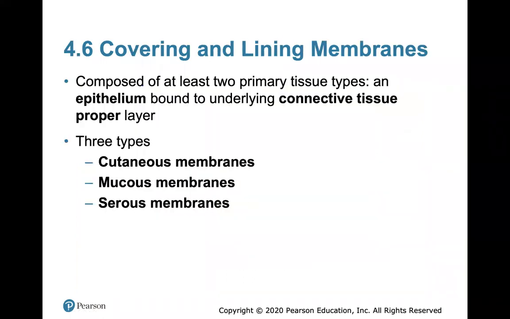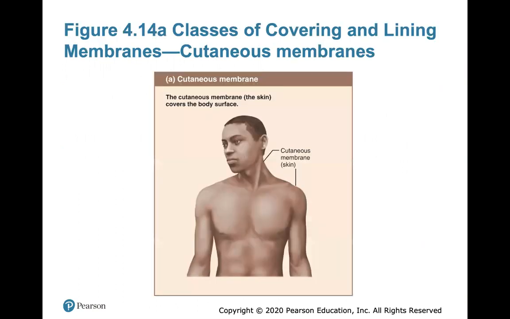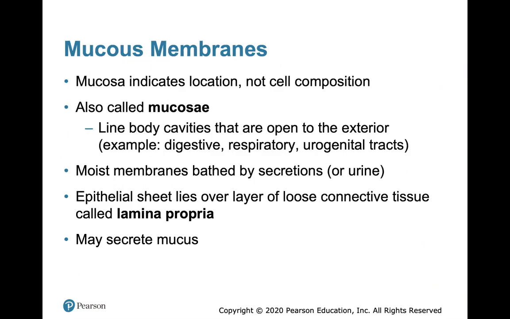Covering and lining membranes are composed of at least two primary tissue types: epithelium bound to connective tissue below it. And you have three types of covering and lining membranes: cutaneous, mucous, and serous. Cutaneous is just another name for skin. It contains the keratinized stratified squamous layer and then the dermis layer underneath it. Skin is a dry membrane. So that's kind of our first cutaneous membrane.